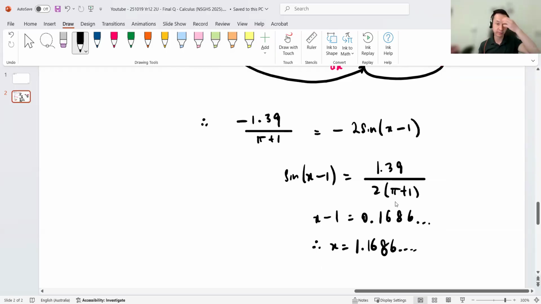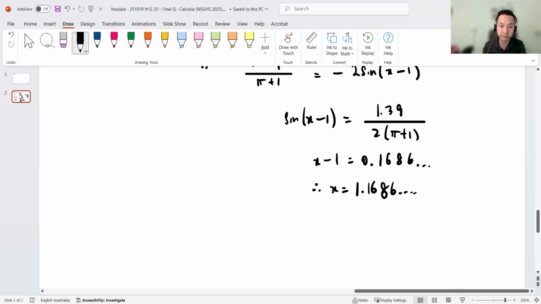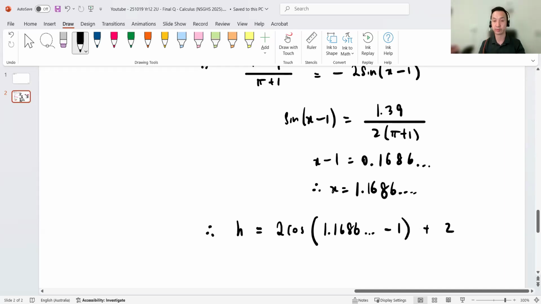So what did you guys get? Now, once you get x, what do I want? The height is equal to 2 cos(1.1686 minus 1) plus 2. I'm going to save this in memory and use it. So 2 cos that minus 1 plus 2. I got, let's say 2 dp, it doesn't say, I'll just do it to 2 dp, 3.97 meters.